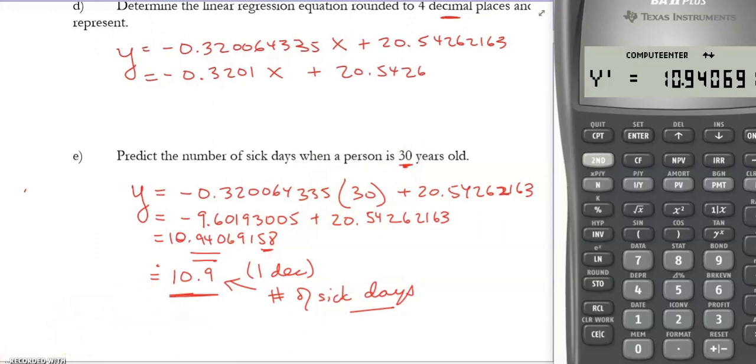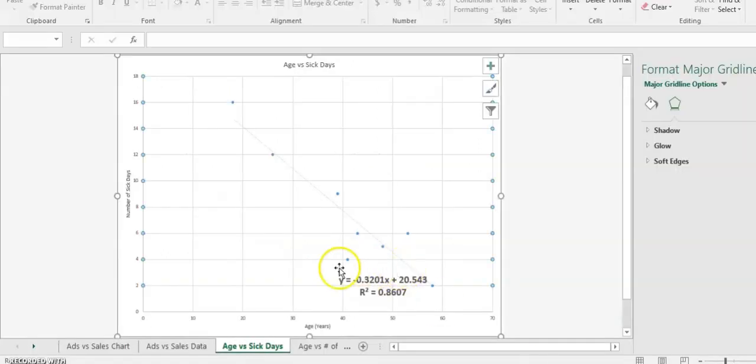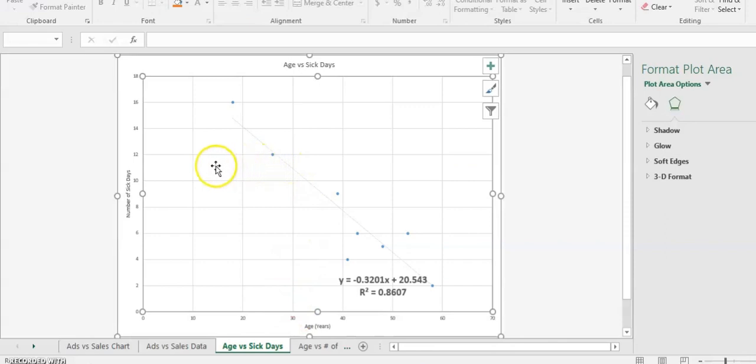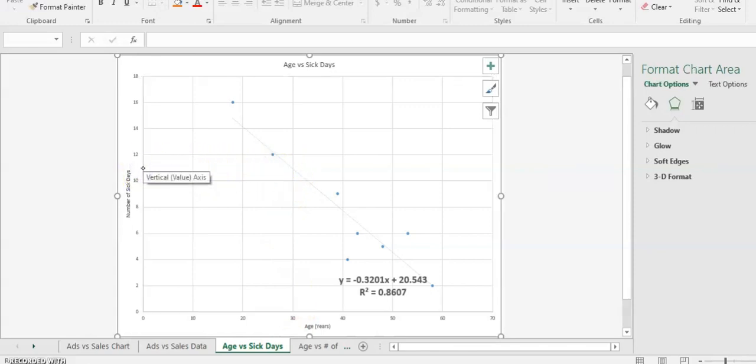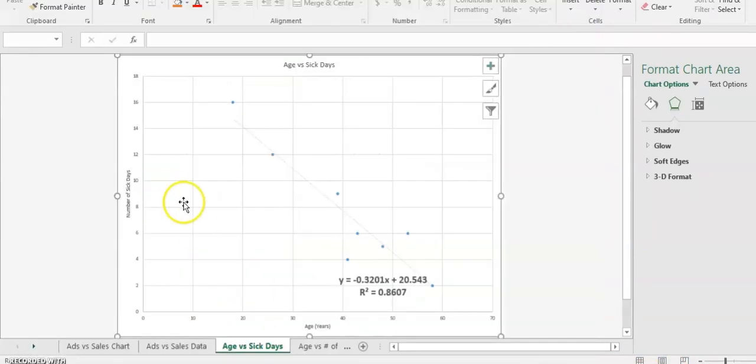So once again, let's take a look at the chart and say, does this actually work out on our chart? So if we go to this scatter plot and we look at x equal to 30 and we work our way across, you'll see that at 30 years of age, it's slightly lower, approaching 11, almost at the midway part. So if we rounded to the whole value, it would be 11 in this case, right? And it actually reflects that on the chart.